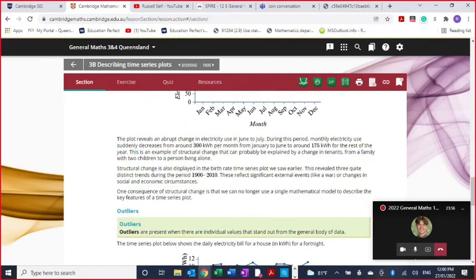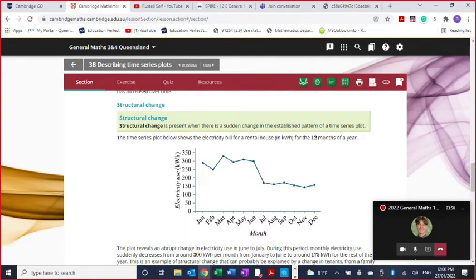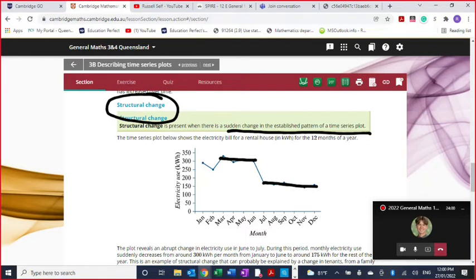And finally, the last trend kind of thing we're going to talk about is something called structural change. Now, structural change is when there's a sudden change in the established pattern. So you're going along, there's an established pattern, then all of a sudden it increases really heavily. So if you look at this data, right along here, it's pretty constant, decreasing slightly. Here, it's pretty constant, it's decreasing slightly. But from here to here, there's a sharp decrease, and then a sharp increase.